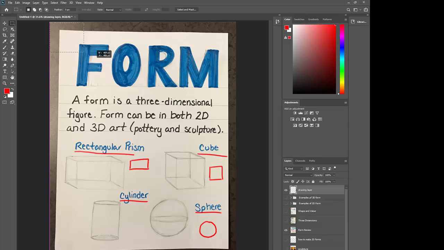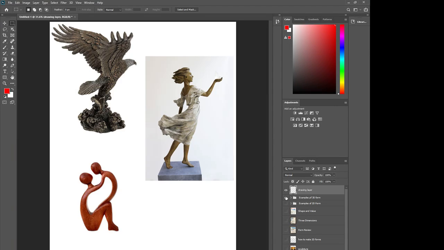Now looking at this, we can see form not only in 3D. So form right away, you guys probably think of sculptures. So with 3D form, you can see how it can be realistic. We have this eagle, this bird right here. Then we have this person. Again, that's 3D. If you were to rotate the sculpture, you could see the shape all the way around and it looks realistic.